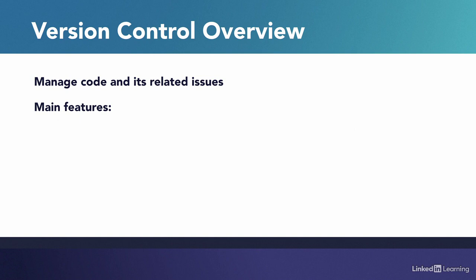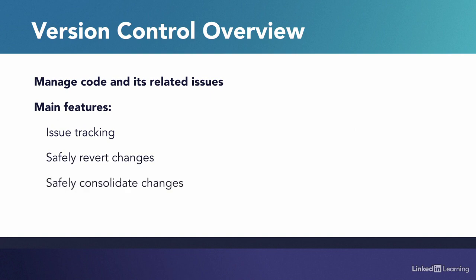How do we ensure all the changes could be submitted at the same time? How do we track which issue or feature the code change is supposed to address? What if other engineers submit conflicting changes at the same time? How do we resolve that conflict? The list goes on, but as you could see, some of the major features of version control have to do with tracking issues, safely reverting changes when needed, and safely consolidating multiple changes at the same time.